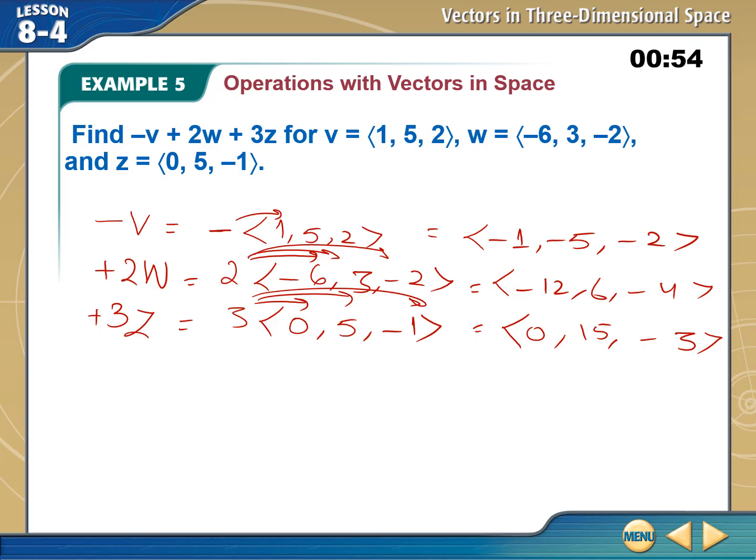The last step is that we will add all the vectors. Okay, so our final answer: add all the x components. Negative 1 minus 12 is negative 13. Negative 13 plus 0 gives us negative 13. Negative 5 plus 6, 1. 1 plus 15 is 16. Minus 2 minus 4 is minus 6, minus 3 gives us minus 9. So this is our final answer.